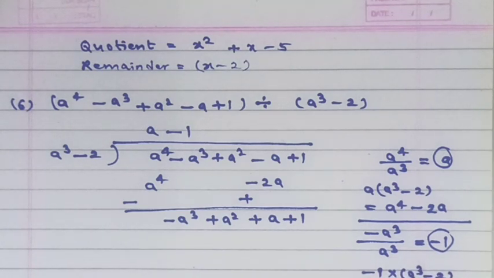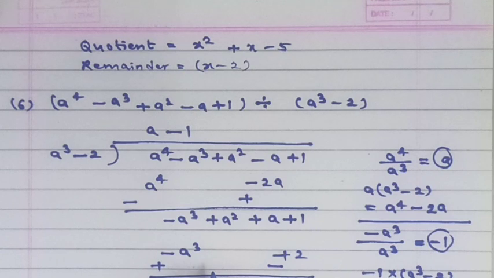You will get minus a cube plus 2. So write down here minus a cube plus 2 and subtract. While subtracting, do not forget to change the sign. When you change the sign, minus a cube plus a cube gives you 0. Then a square plus a and then minus 1.